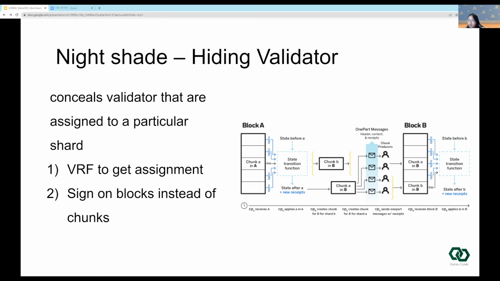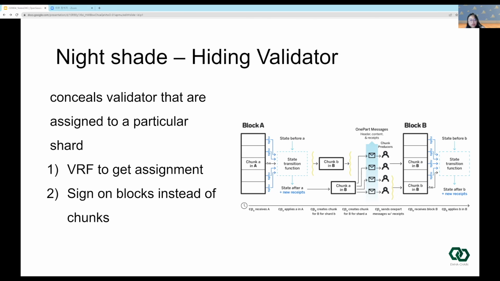At the beginning of each epoch, each validator uses VRF to get a bit mask of the shards that the validator is assigned to. The bit mask of each validator will have SW bits. The validator then fetches the state of the corresponding shards, and during the epoch for each block received, validates the chunks that correspond to the shards that the validator is assigned to.